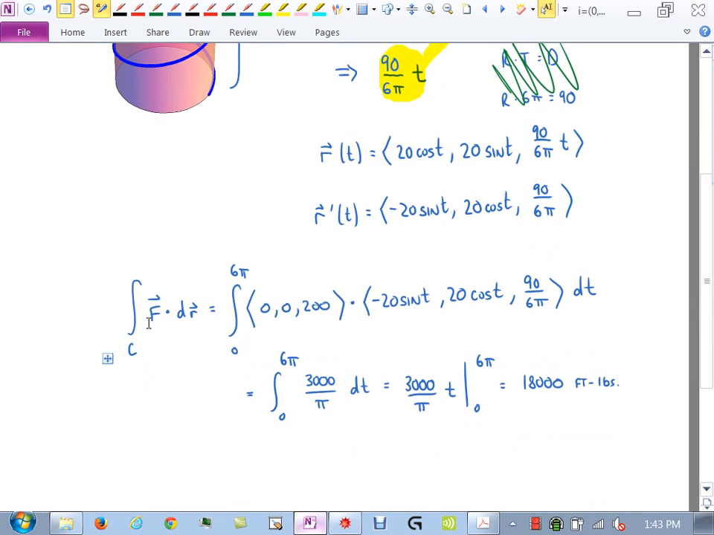The integral over that curve of f dot dr is 0 to 6 pi, a to b. The field, 0, 0, 200, dotted with the derivative, negative 20 sine t, 20 cosine t. And then when I took the derivative of 90 over 6 pi t, I just got 90 over 6 pi. And then when you dot that, isn't that pretty boring? 0, 0, and then 200 times 90 over 6 pi gives you 3,000 over pi.